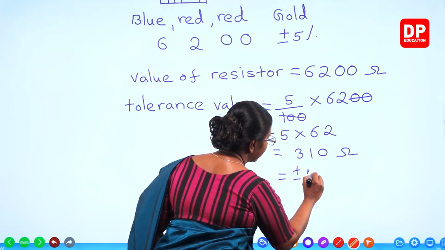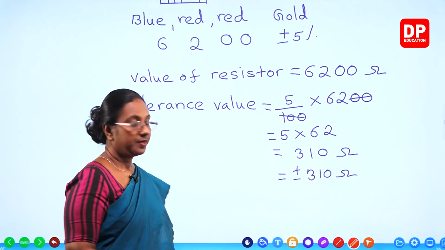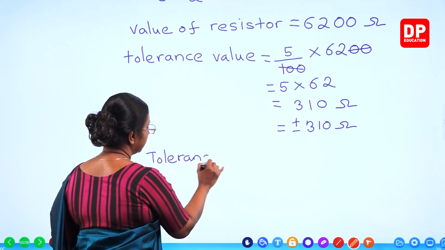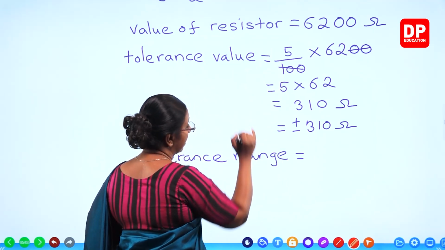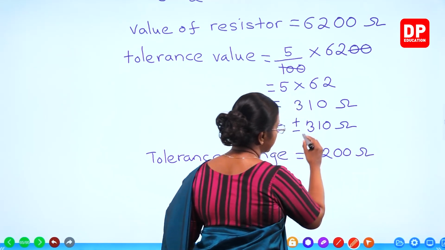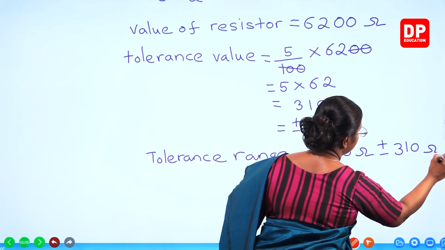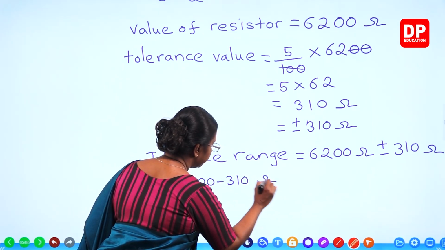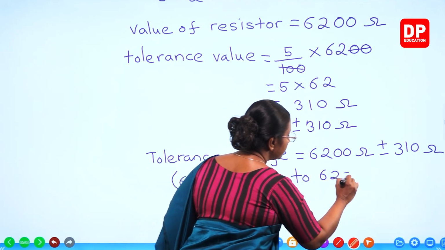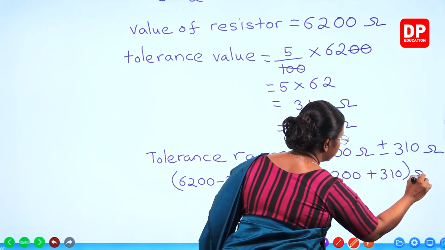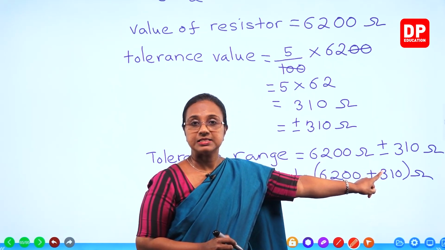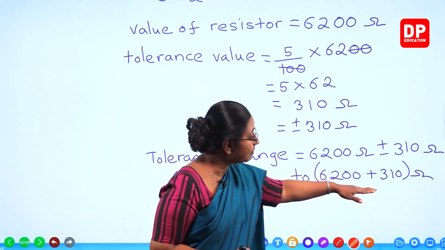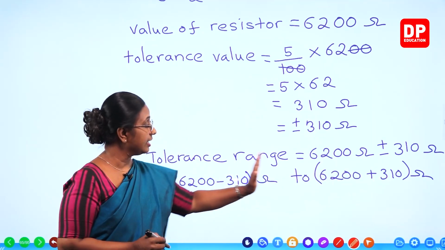So it should become plus or minus 310 ohms. So what do you do to find the tolerance range? We have the value of the resistor, 6200 ohms plus or minus 310 ohms. So you will have 6200 minus 310 ohms to 6200 plus 310 ohms. Why plus or minus? When you subtract, you get the lowest value of the tolerance range, and when you add, you get the highest value of the tolerance range. So from this value to that value.